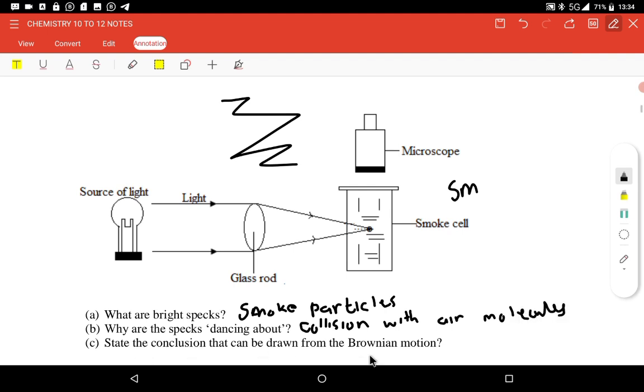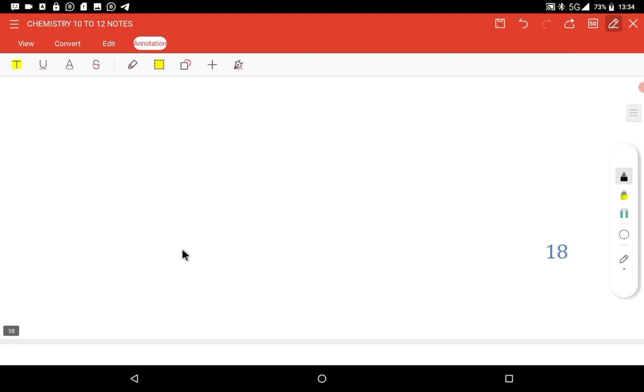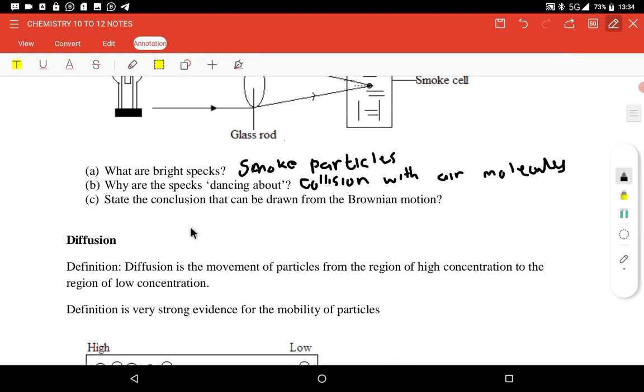Still, the conclusion that can be drawn from Brownian motion is this one, which is here: the air molecules are in continuous random motion colliding with the smoke particles and the walls of the smoke cell. That is the conclusion that is needed here. So this is what we call Brownian motion.